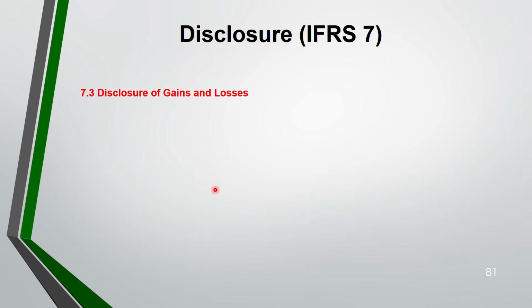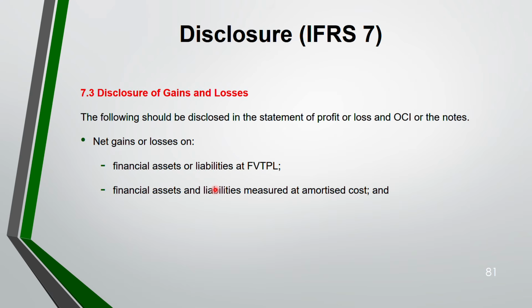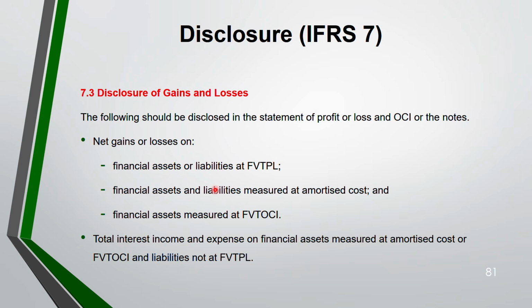Then what about gains and losses? This you have to disclose either in the notes or in profit and loss and OCI. Net gain or loss on financial assets and liabilities at profit and loss, financial assets and liabilities at amortized cost, financial assets measured at OCI, and total interest income and expense on your financial assets measured at amortized cost or OCI, and liabilities not at profit and loss.